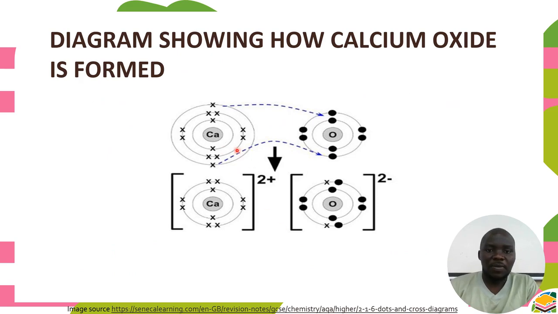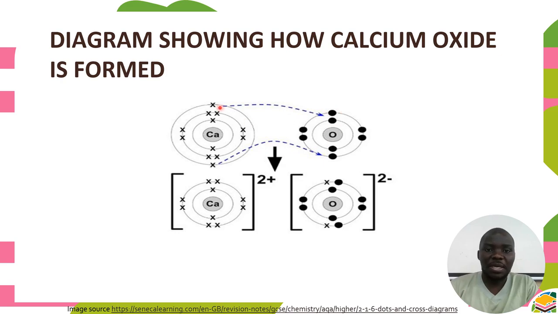As you can see, we have calcium, we have oxygen. For calcium to be stable, it's supposed to release the two valence electrons which are found in the outermost shell, while in oxygen, we see that oxygen has 6 electrons in the outermost shell. So this shell, for it to be maximally filled, is supposed to have 8 electrons.